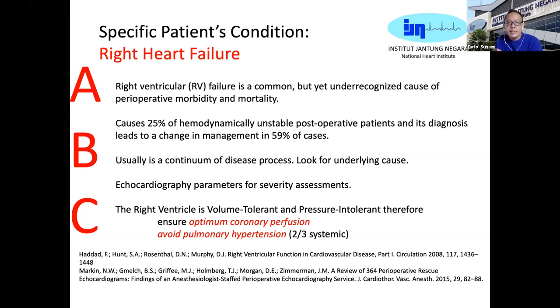Again, we need to maintain an optimum coronary perfusion, and as far as possible, try to avoid pulmonary hypertension. When we talk about pulmonary hypertension here, the pulmonary pressure should be less than 2/3 of systemic.